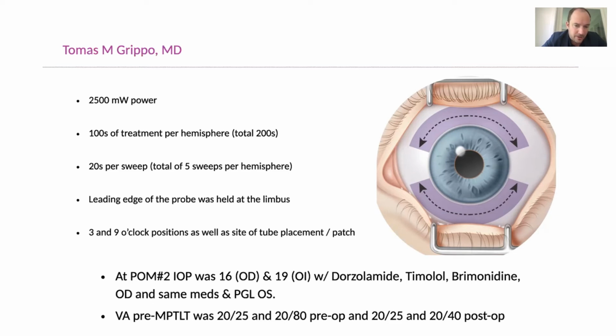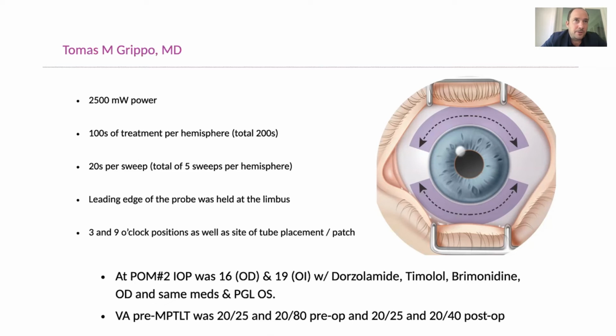Her visual acuity remained stable after MicroPulse in the right eye, from 20/25 to the same. And in the left eye, it improved from 20/80 to 20/40. And why did I decide to do the AMIT valve first? I mean, she had a zipped closed angle.